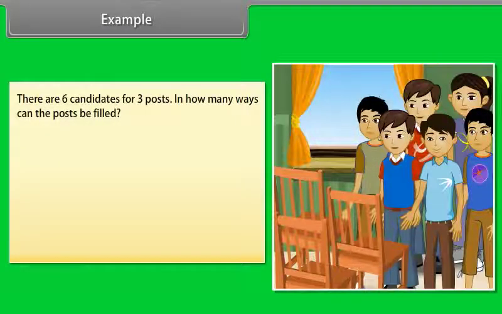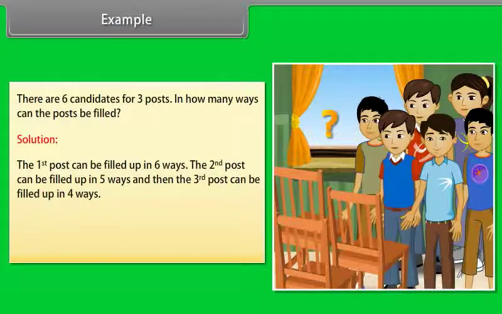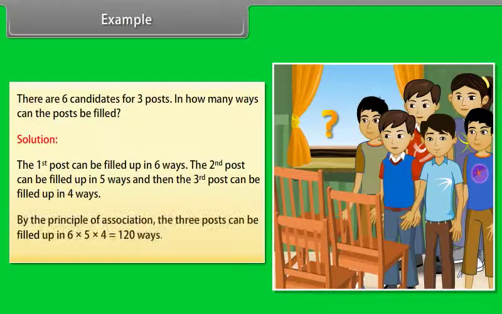Example. There are 6 candidates for 3 posts. In how many ways can the posts be filled? Solution. The first post can be filled up in 6 ways. The second post can be filled up in 5 ways. And then the third post can be filled up in 4 ways. By the fundamental principle, the 3 posts can be filled up in 6 × 5 × 4 = 120 ways.